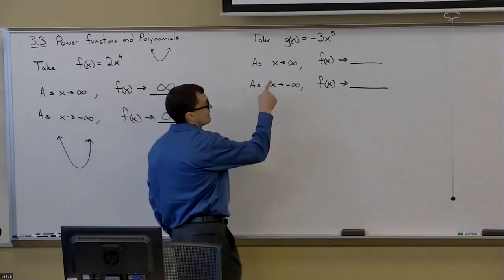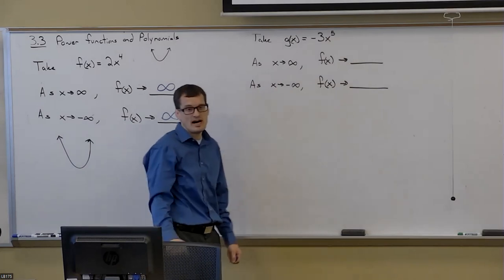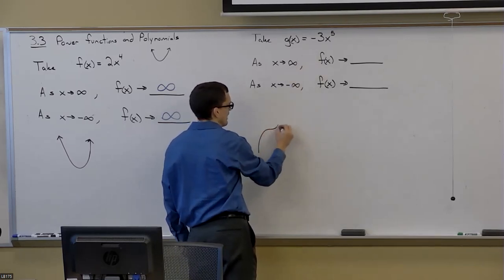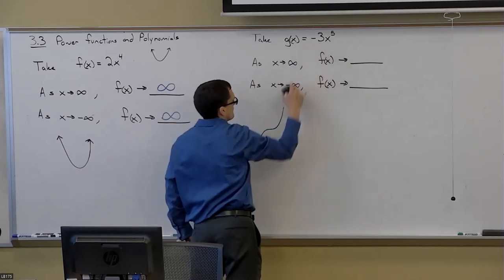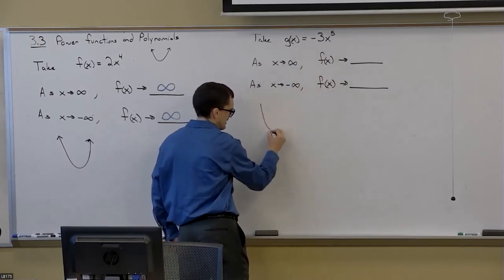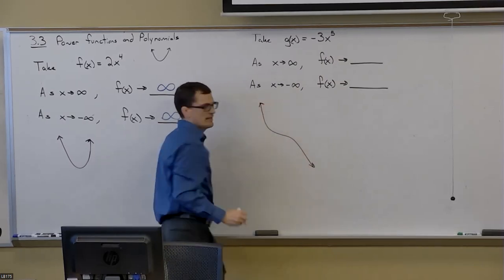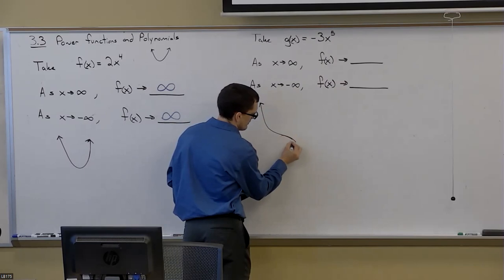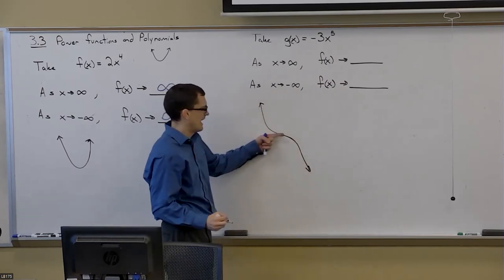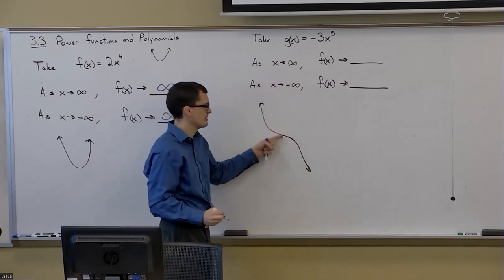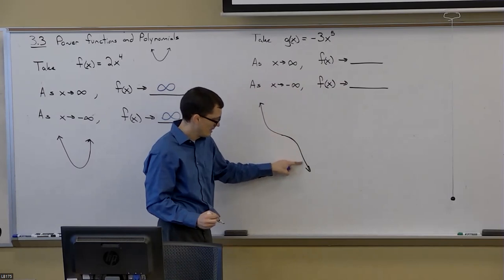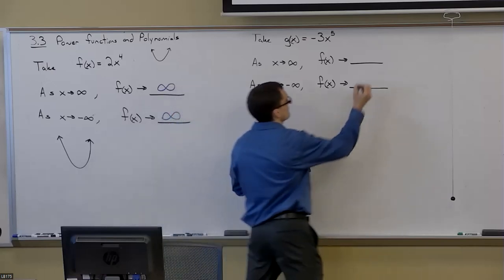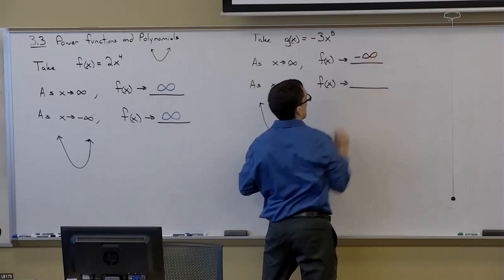Okay, so all we need to know is that this is an x to an odd power, a positive odd power. If the k were positive, we have that shape, but the constant in front is negative, so we have to flip that shape. And it's looking, I drew it very poorly, but the idea is there. So as we move towards the right, as x goes to infinity, the function is going to go down. So as x goes to infinity, the function goes to negative infinity.